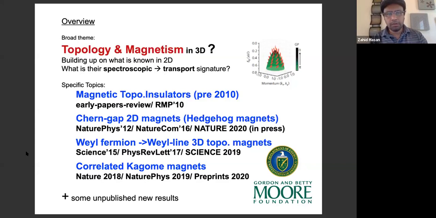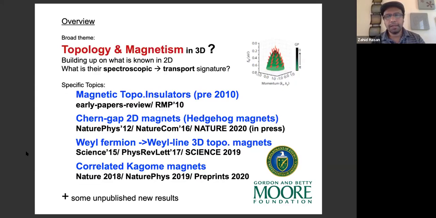So the specific topics I'll cover: I'll give a 1 or 2 minute introduction to magnetic topological insulators, starting with what was happening in 2010 and how the developments back then led to this new excitement in the field, leading to Chern gap 2D magnets, which in the spectroscopy community we call hedgehog magnets. In the transport community, those are the quantum anomalous Hall state.